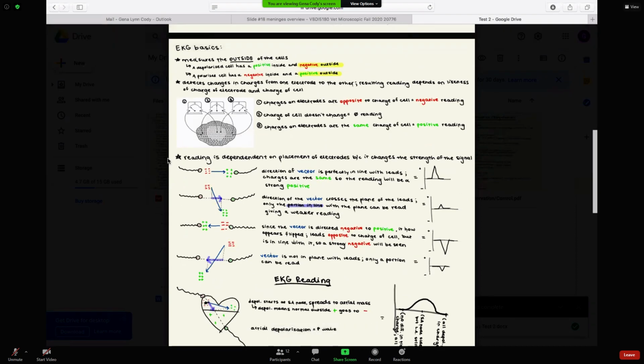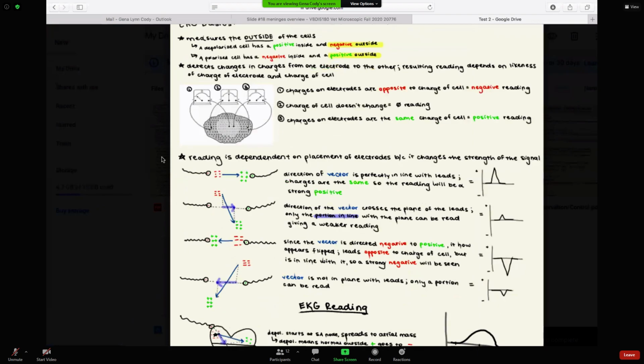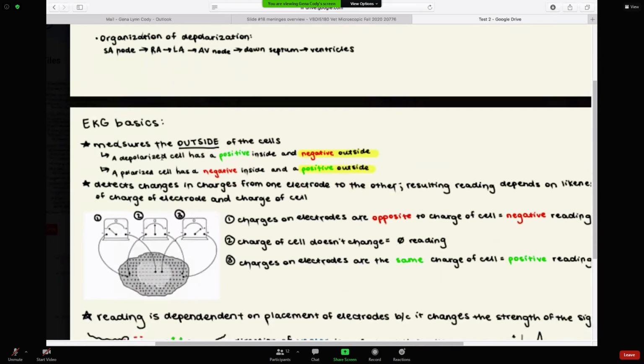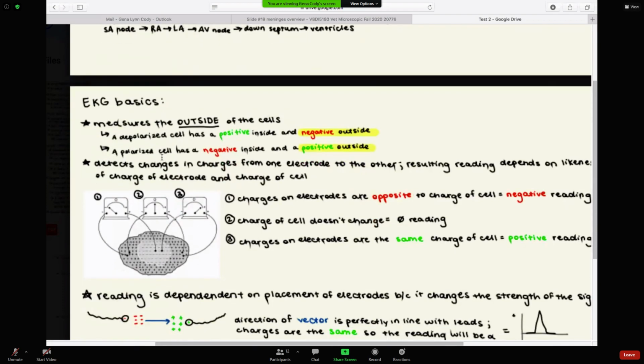So the basic thing for EKGs to understand is where you place the leads is going to affect the reading that you get, and also the charge of the lead versus the charge of the tissue. Remember, it's measuring the outside of the cells. So I'm going to zoom in. I don't know if this is fuzzy for you guys, but this is all just the stuff that I uploaded in the Google Drive. And it's also images from his slideshows online.